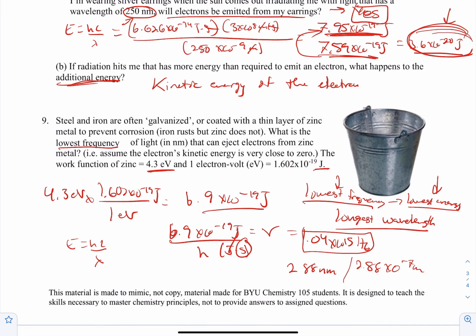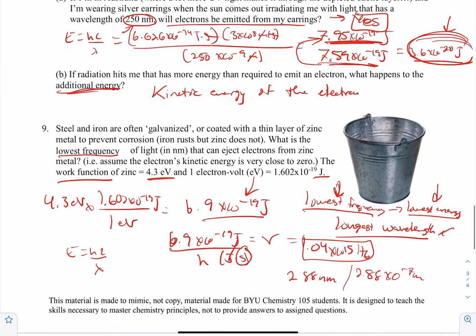So that's how we're going to use the work function. Remember, it's just a minimum threshold. This is the minimum amount of energy required to eject an electron, right? And then we just found it in terms of lowest frequency, and in your case, longest wavelength. And that's how we work with the work function.